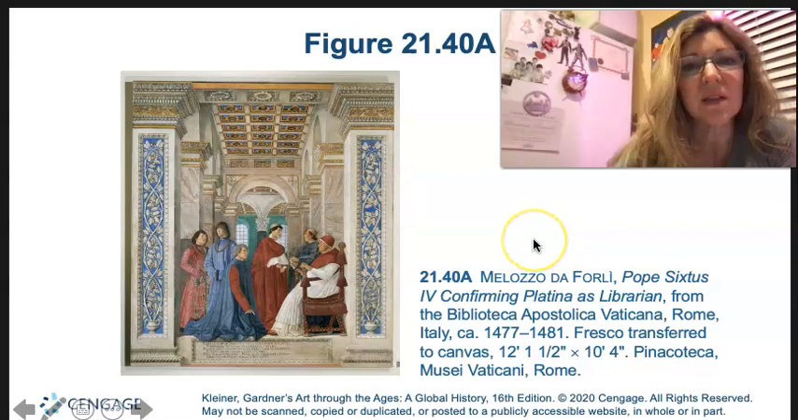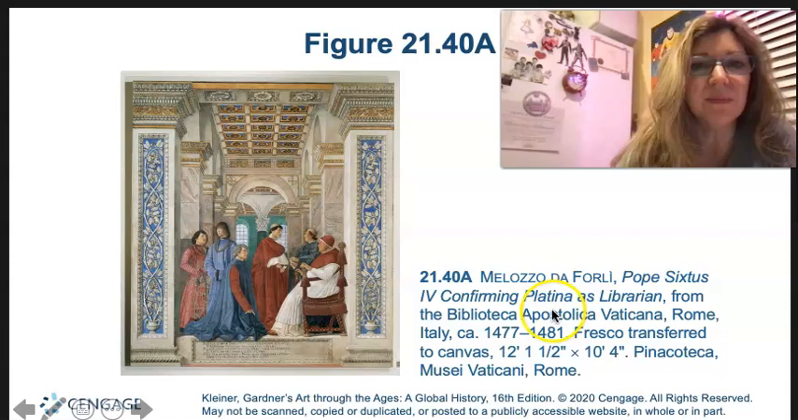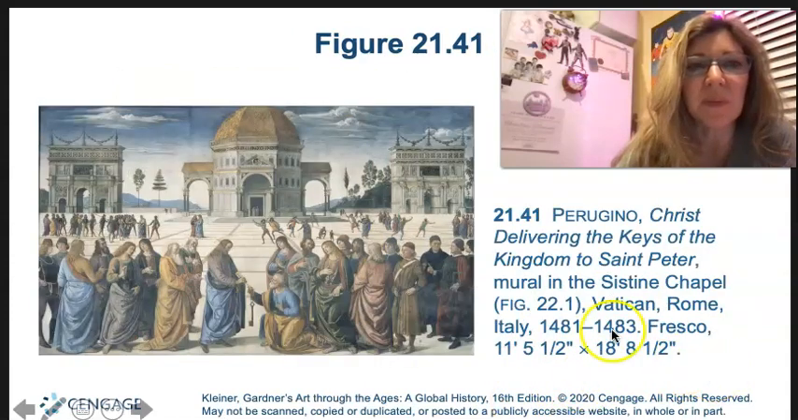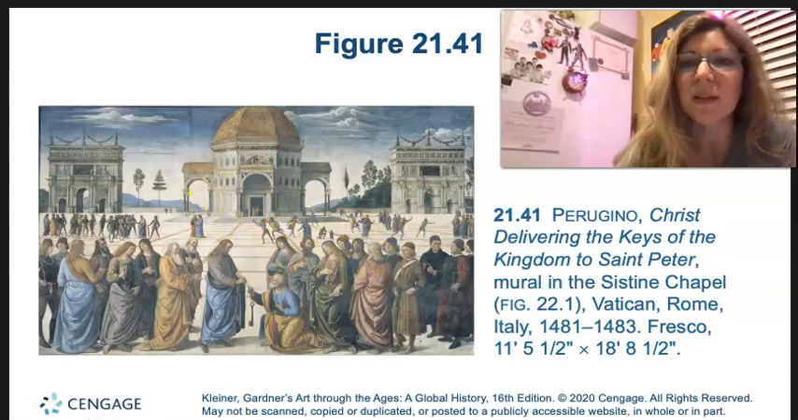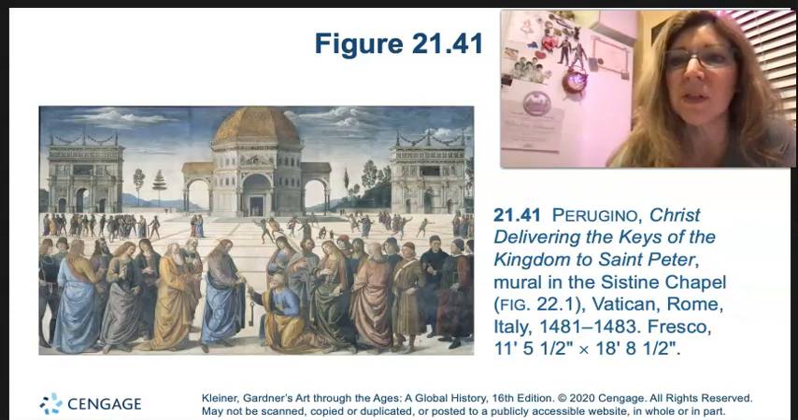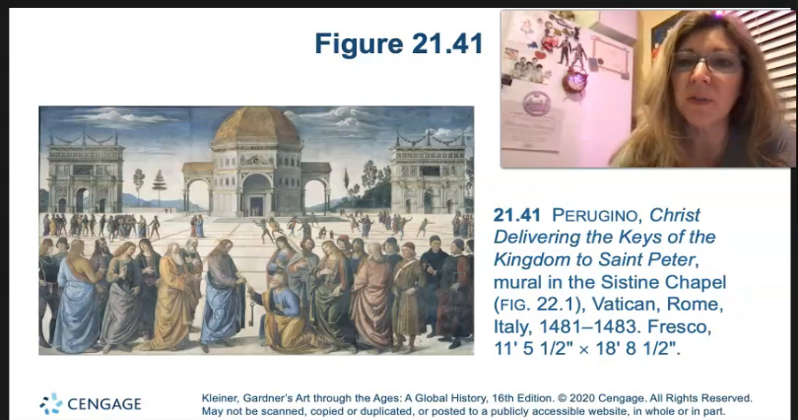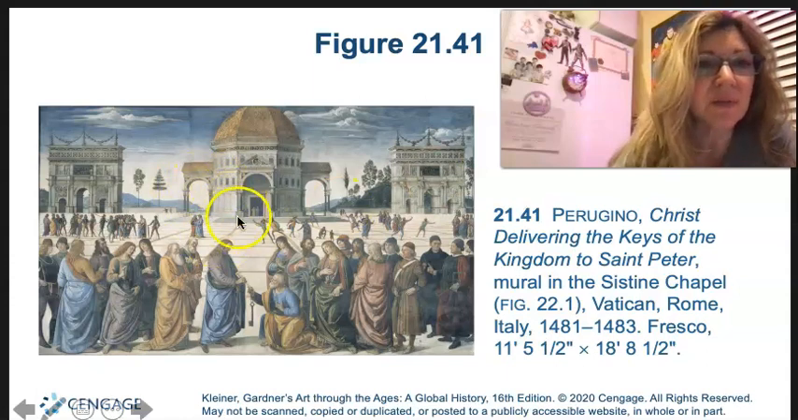Okay, this is Pope Sixtus IV. Little scene going on there. Okay, Perugino. He is super famous. Okay, notice his use of perspective. Wow. The element of Perugino's Christ delivering the keys, which is this artwork, of the kingdom to St. Peter, that the artist included to remind the viewer of the ties between St. Peter and Constantine is the triumphal arches in the background.